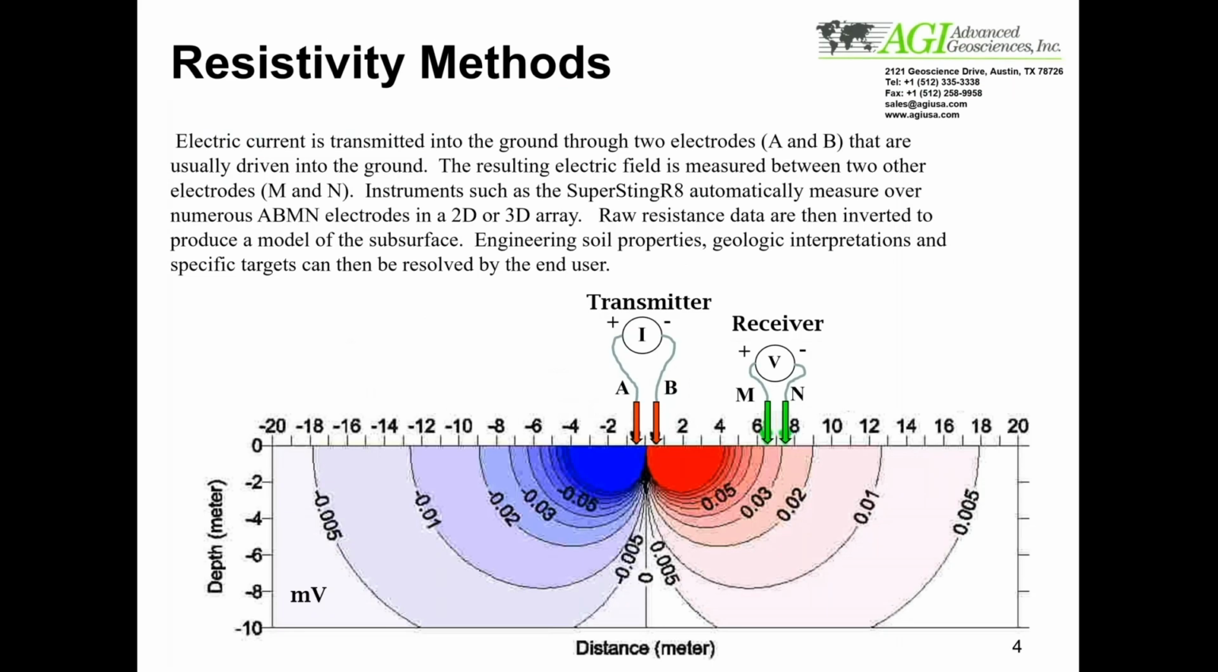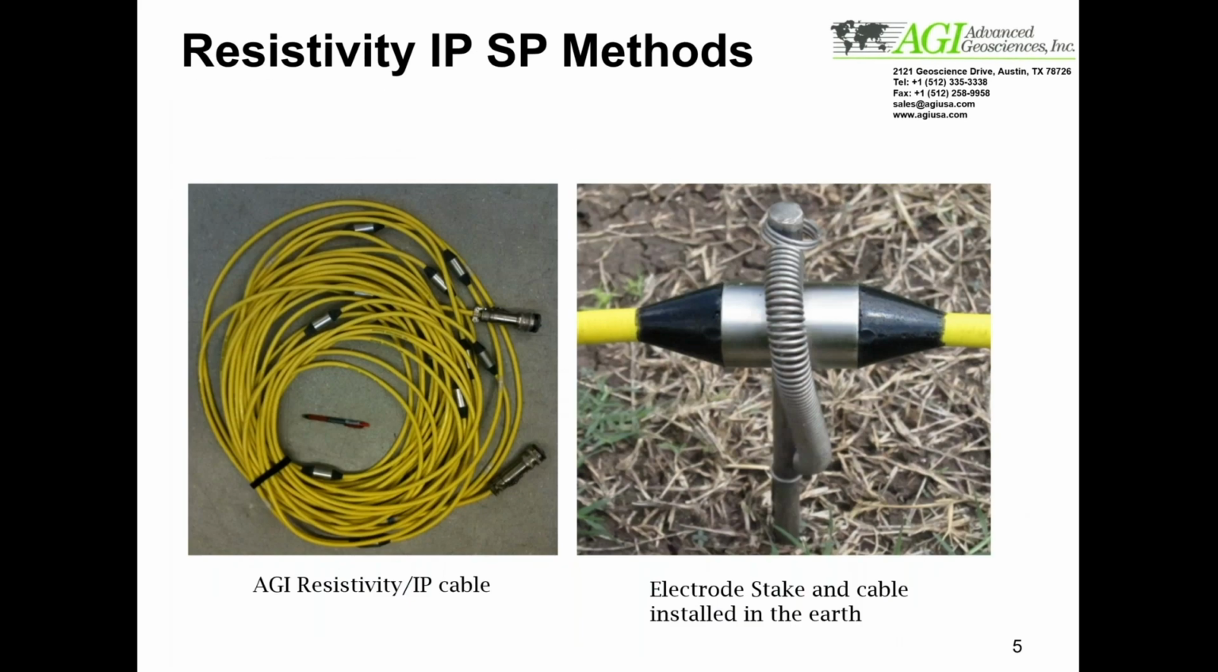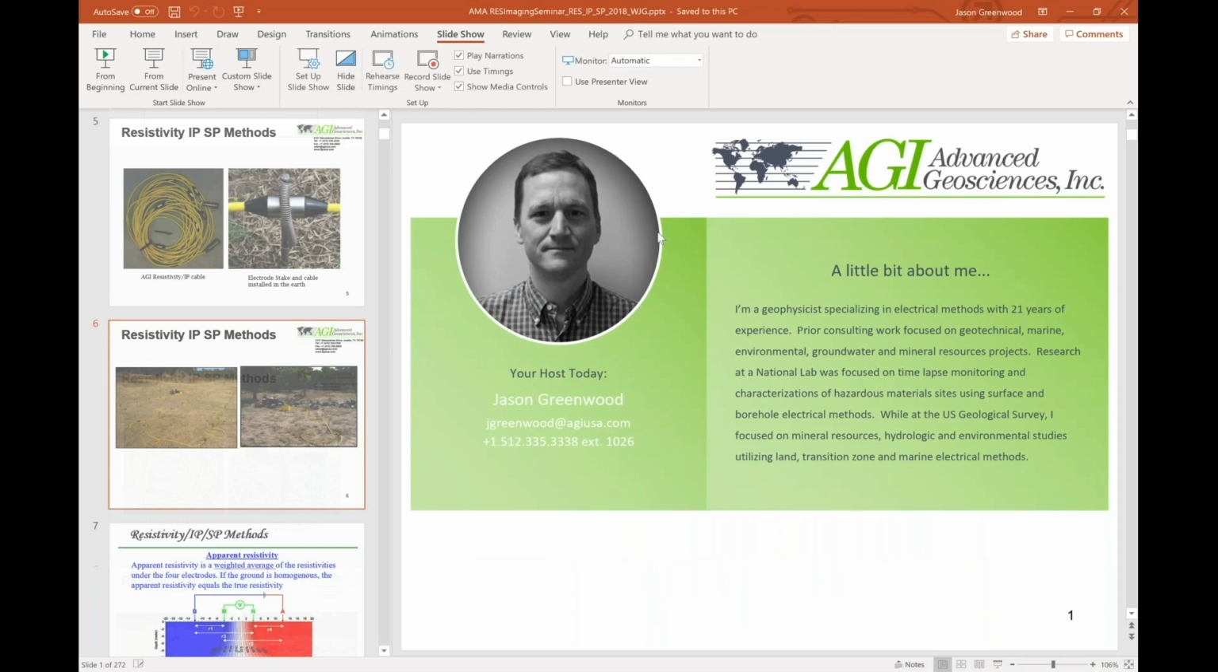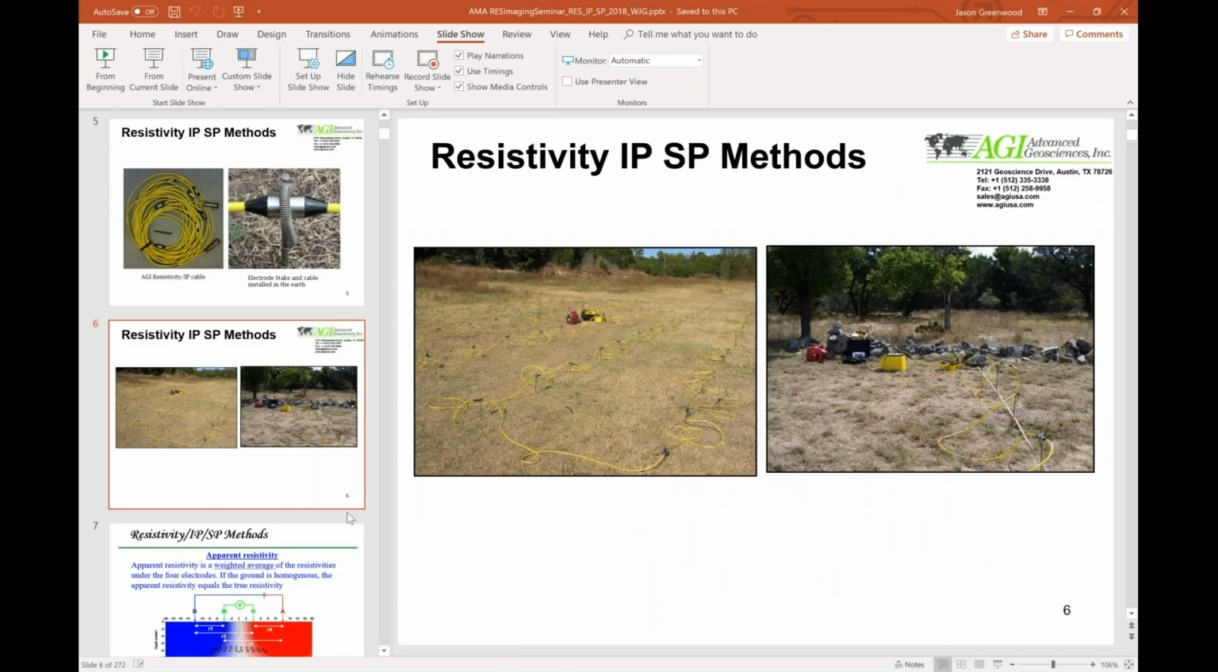And then this is the dipole-dipole array, directly coupled with electrode stakes. And this is the passive resistivity cable, and that's a nice point source there. That's the cleanest way to collect these data. I'm going to go ahead and look at this first question.